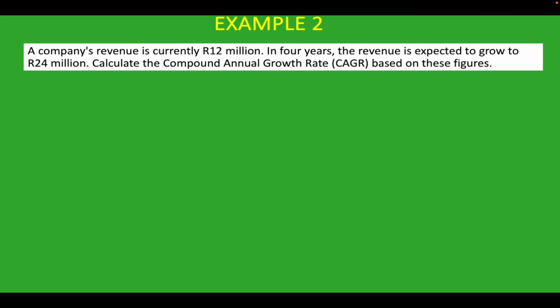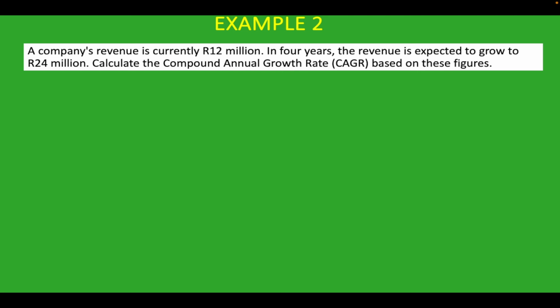Okay, I hope you're done here. So let's read. A company's revenue is currently 12 million Rand. Already I can tell that is my present value or my beginning value. In 4 years, the revenue is expected to grow to 24 million Rand. Obviously, that's my future value or my ending value. Calculate the compound annual growth rate or CAGR based on these figures. Okay, so let's look at our components here.